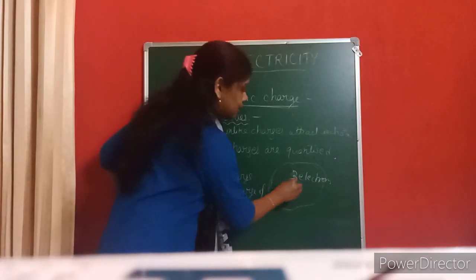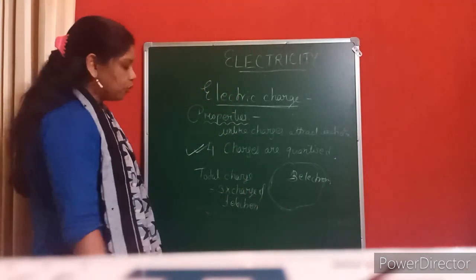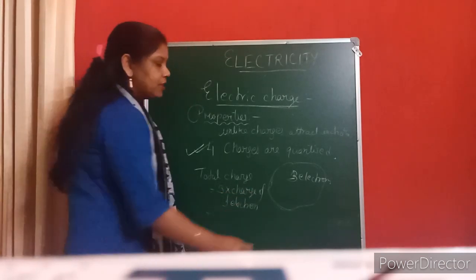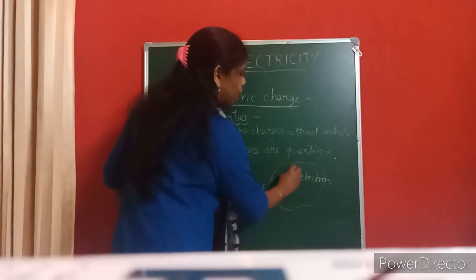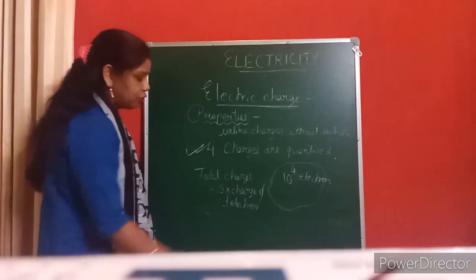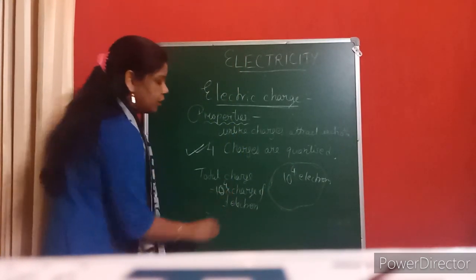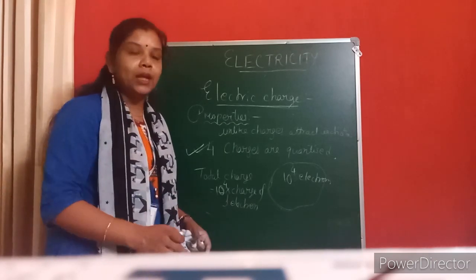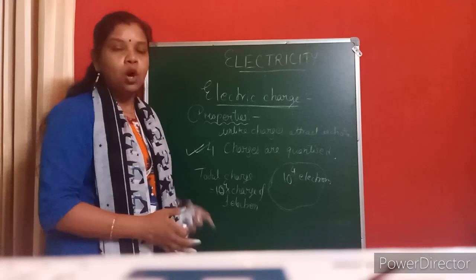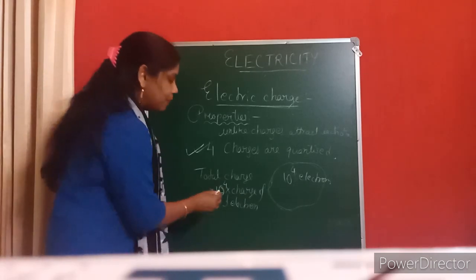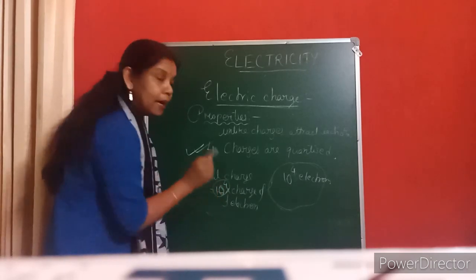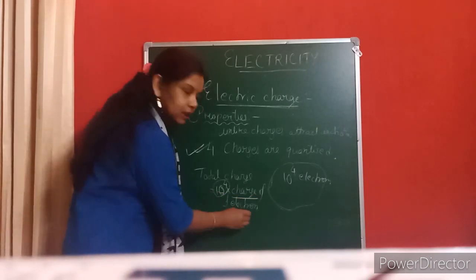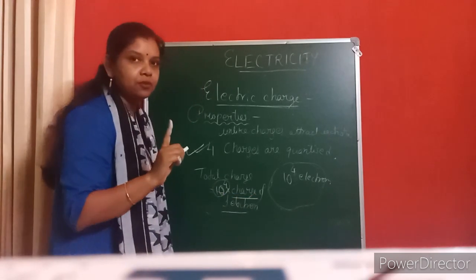Similarly, if 3 charges are there, then the total charge is 3 into the charge of an electron. If instead of 3 I said that 10 to the power 4 electrons are there, then it will be 10 to the power 4 into the charge of 1 electron. So in order to calculate the total charge of a body, we have to multiply the number of charges present by the charge of an electron.